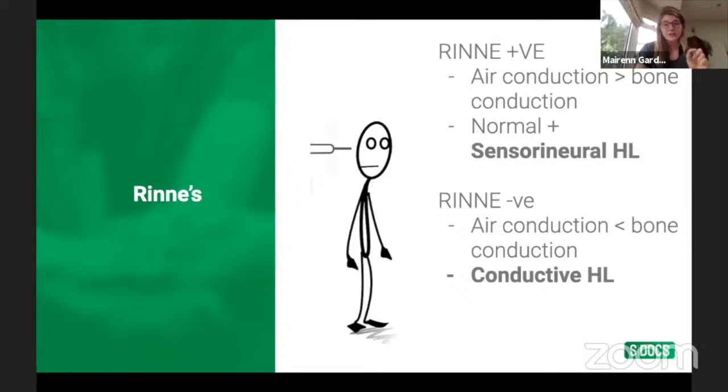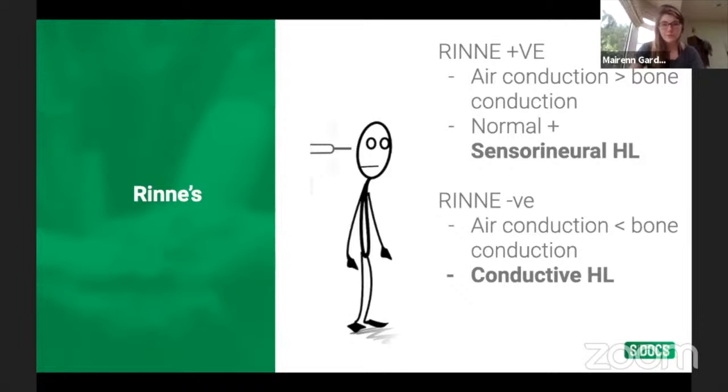However, in conductive hearing loss, because there's that problem in the outer and middle ear, air conduction will not be as good as bone conduction. And therefore, when you move the tuning fork to in front of their ear, the patient won't be able to hear a sound.